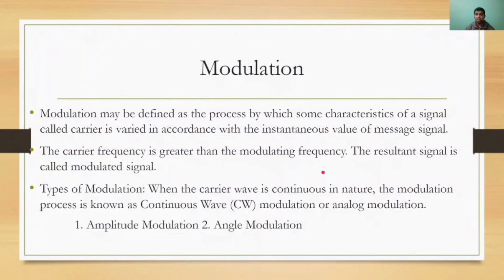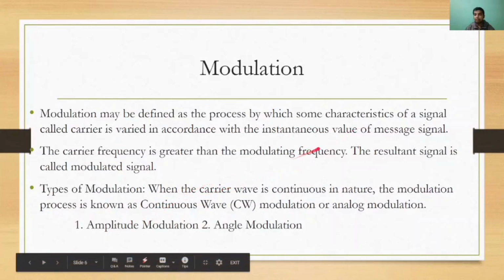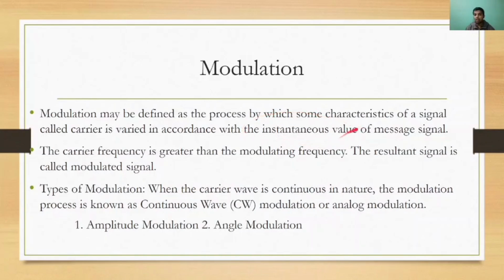Now we will discuss what modulation is. Modulation may be defined as a process by which some characteristic of a signal called the carrier is varied in accordance with the instantaneous value of the message signal. This characteristic can be either amplitude, angle or frequency. Initially, we always choose a carrier frequency greater than the modulating frequency, and the resulting signal is called the modulated signal.